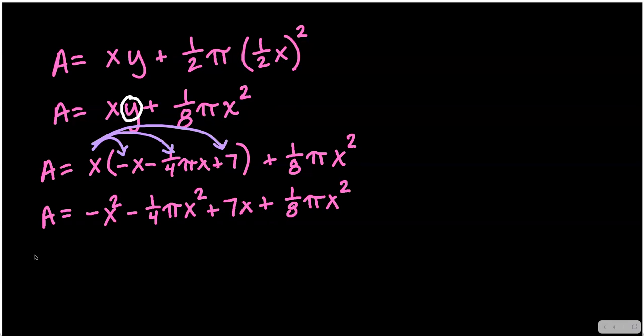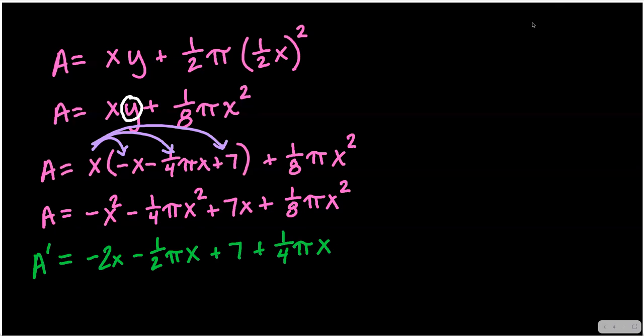All right, so I'm going to take the first derivative. So when I do that, I get negative 2x. This portion right here comes out to be negative 1/2 pi x. This piece here comes out to be positive 7. And then our last piece here comes out to be positive 1/4 pi x. All right, so if I'm trying to minimize or maximize, first thing is I want this to be equal to 0.